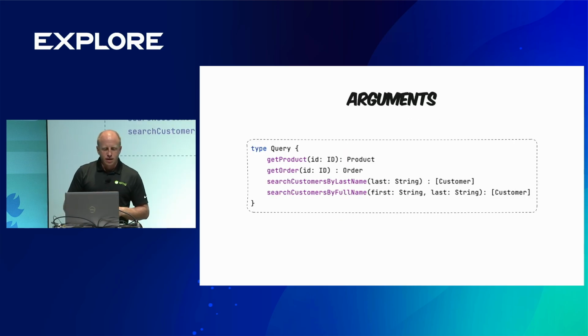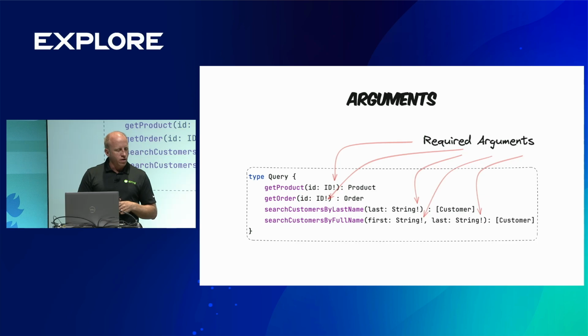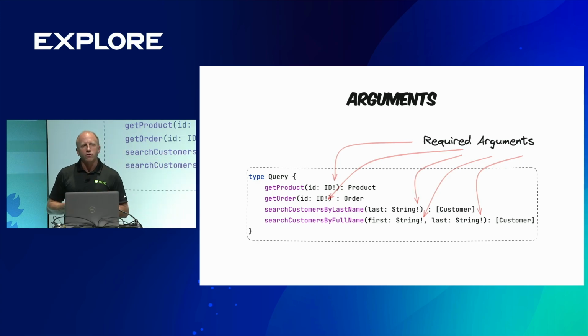Again, arguments allow us to build out these graphs. So we have some arguments here, and we can also say, are these things required? So you cannot call me without an actual ID. It cannot be null. I need a value here. Now, it's not to say that we don't get a product that doesn't exist in a database or something, but you have to pass one of those in.